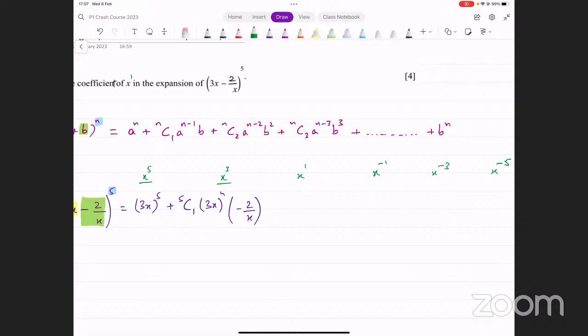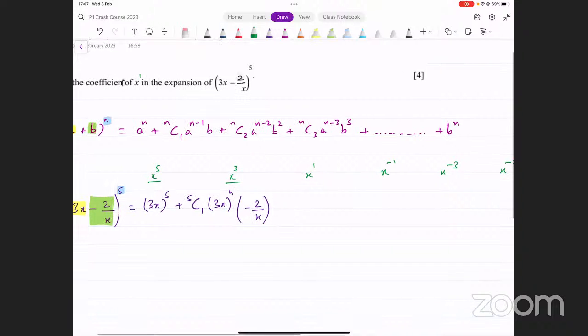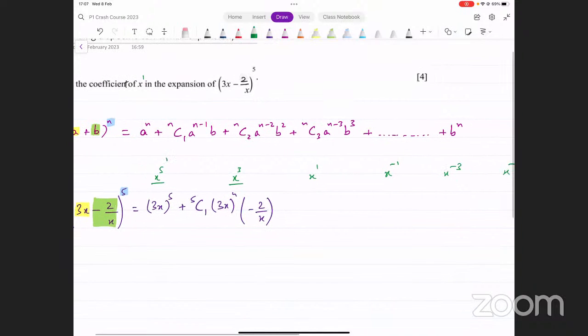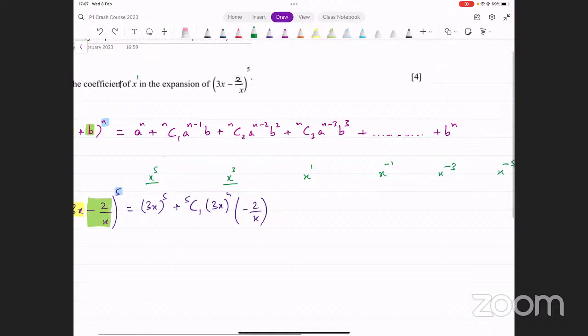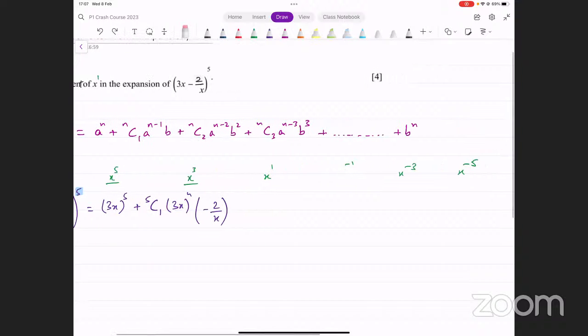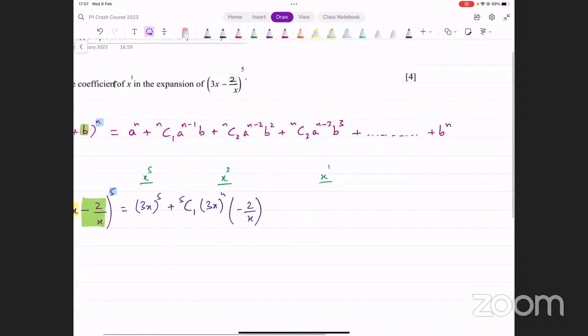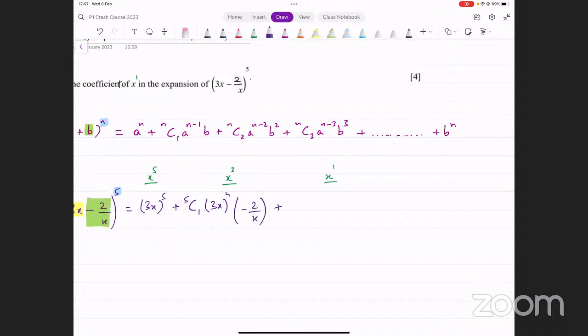And then you can just figure out which specific term you need from the expansion. So in this case, you need x raised to power 1. Since the first power is 5, the next is 3. The next one is going to be x power 1, and that's all that you need. You don't need any other terms after that. So you just need one more term after the first 2 in this case. What is the next term going to be? That's 5C2 into 3x whole raised to power 3 into minus 2 over x whole raised to power 2. And that's it.